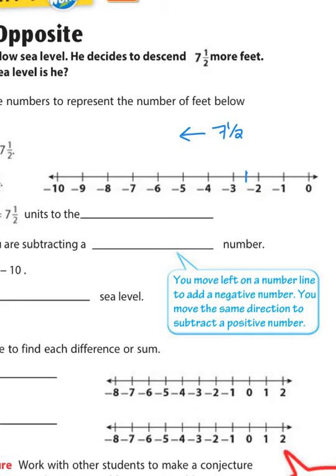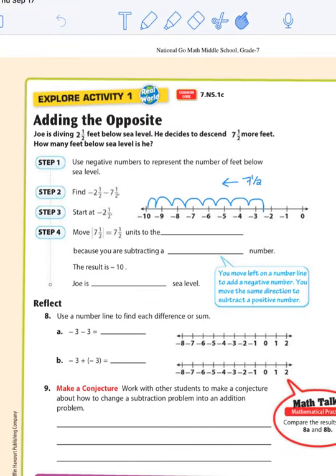Okay, let's start by moving the whole numbers. 1, 2, 3, 4, 5, 6, 7. And now I still have to move a half, tiny space. We're going to end at negative 10. So Joe is 10 feet below sea level.